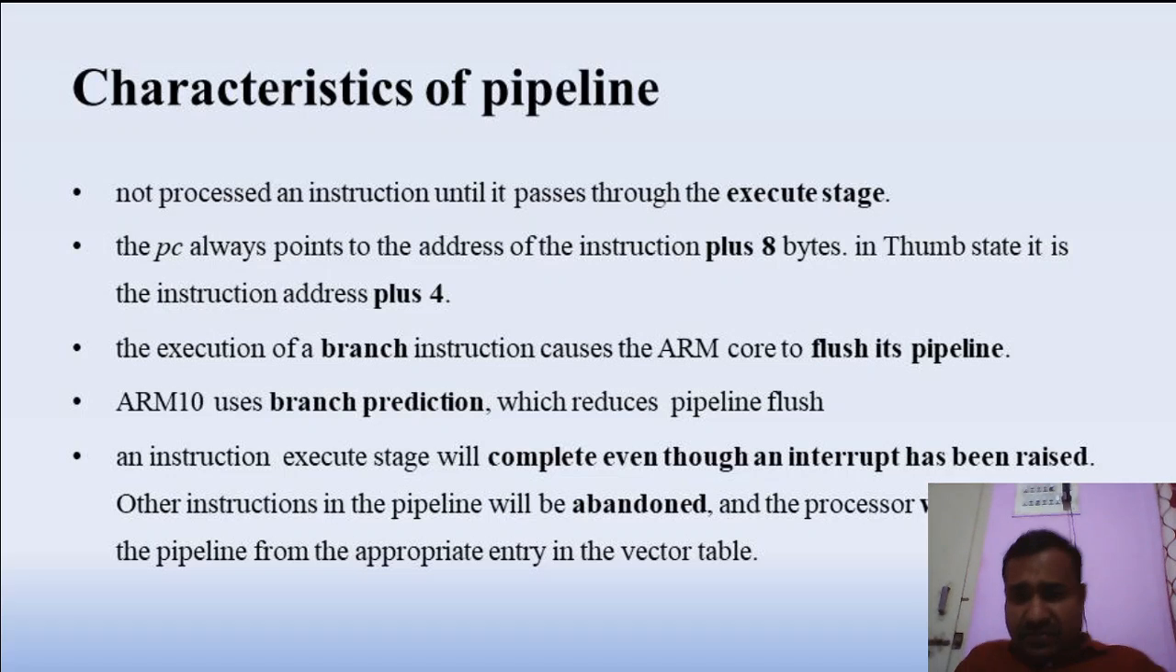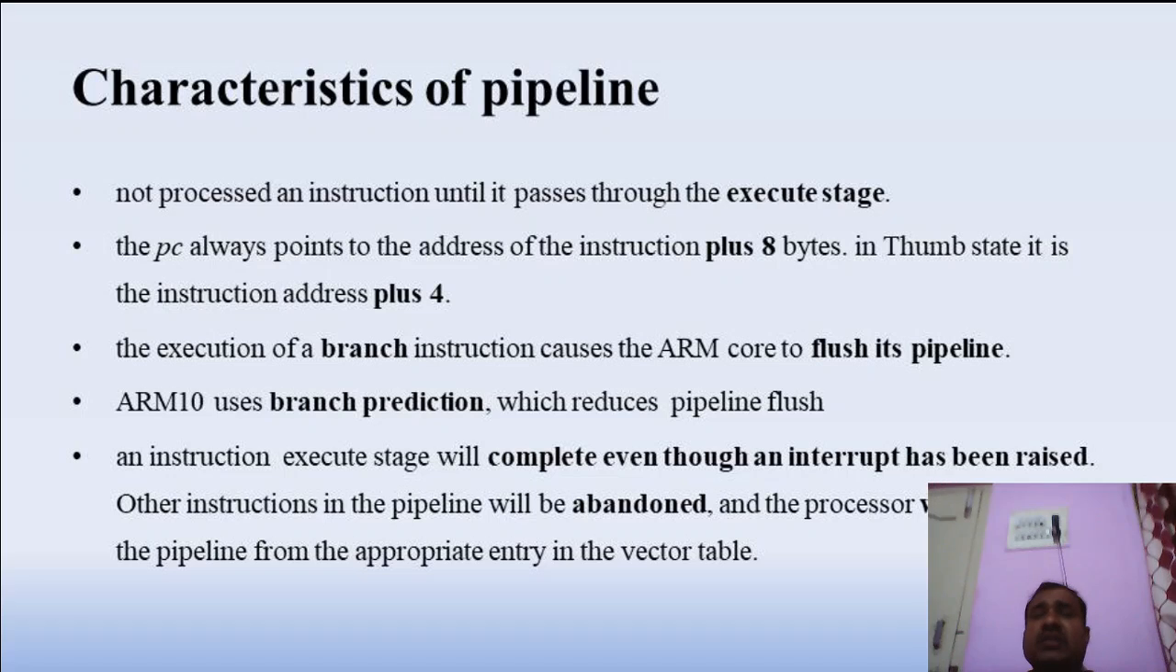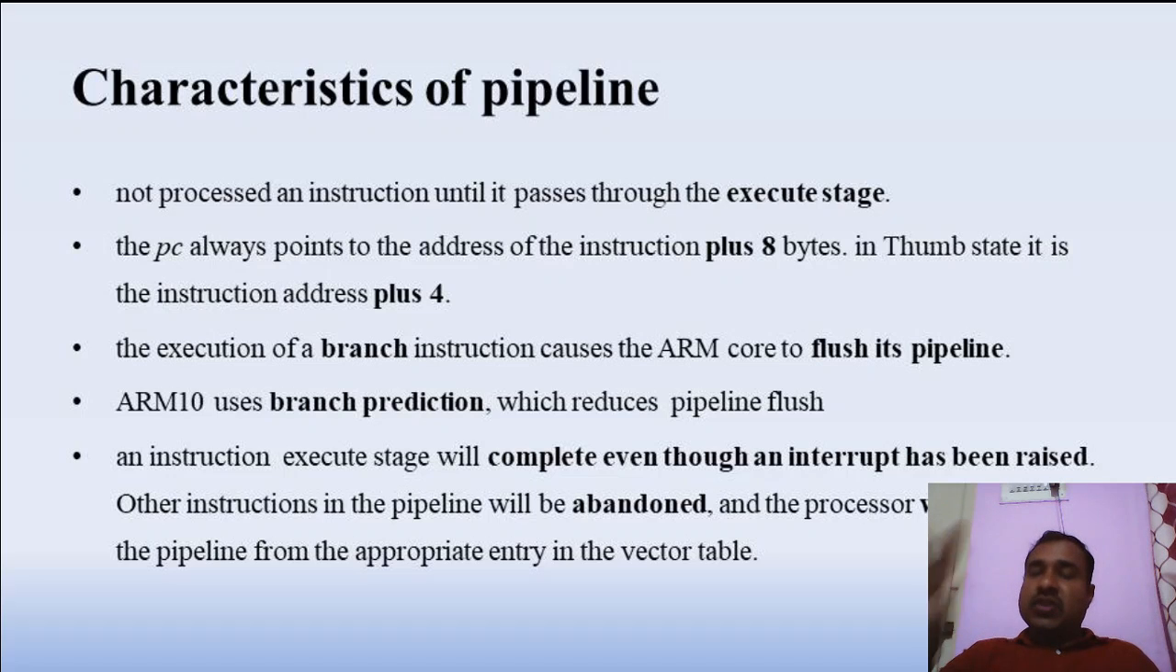An instruction in the execution stage will complete its execution even though an interrupt is raised. Suppose an instruction is in the execution stage, it has not completely executed, and suddenly an interrupt is raised. ARM will not stop what it is doing. It will complete that execution, and only after completion will it jump to the interrupt. Other instructions in the pipeline will be abandoned, and the processor starts filling instructions from the interrupt handler or the vector table.